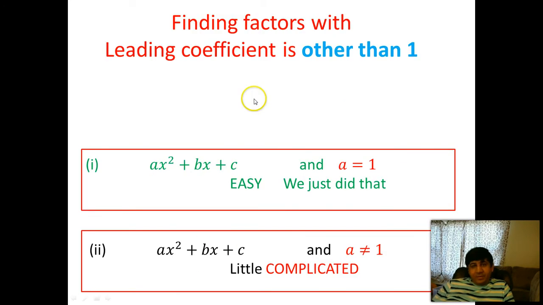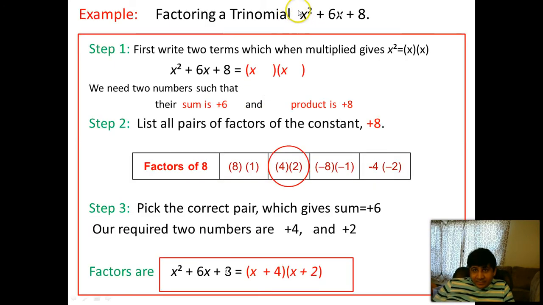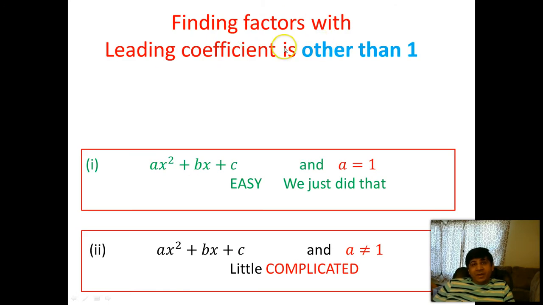Now remember that in the example I did, the coefficient of the leading term, x squared, is 1. Finding factors when the leading coefficient is not 1 is a little complicated. If you have ax squared plus bx plus c and a is equal to 1, we just did that, and it's relatively easy. But if a is not equal to 1, whether it's one half, 4, or any other number, then things are a little complicated. Not that complicated, but you have to do a little bit of extra work.